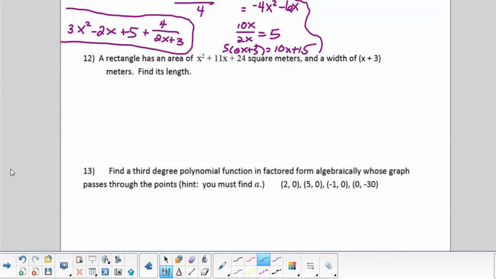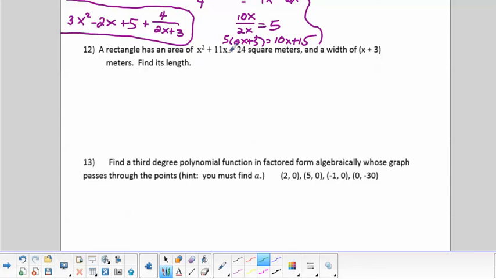Okay, the rectangle has an area x squared plus 11x plus 24 square meters and a width of x plus 3 meters. Find its length. So remember that area equals length times width. So if we're trying to find the length, you can divide by the width, and you get that the length is the area divided by the width.